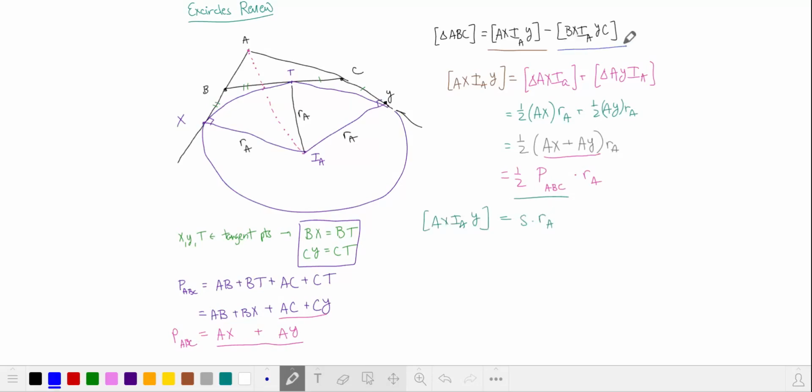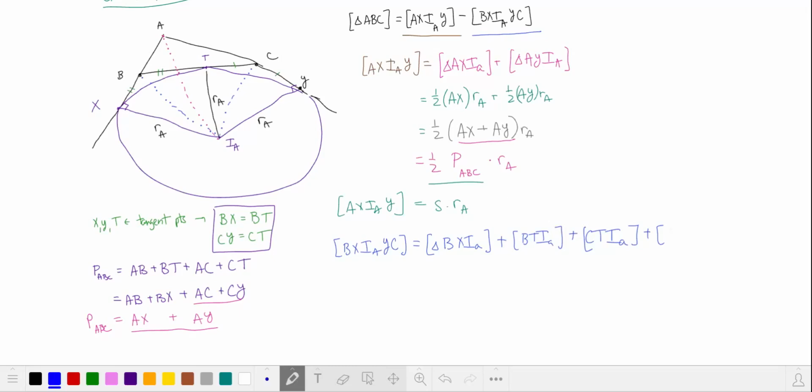Now let's find the area of this pentagon. We'll find this by dividing this pentagon into 4 triangles, starting with the left, BXIA, BTIA, and then here on the right, CTIA and CYIA. We can see that these first 2 triangles are congruent to each other by hypotenuse leg. The legs are congruent and they share this hypotenuse from B to IA. So I'll just write this as 2 times the area of our first triangle. And these last 2 triangles are also congruent.